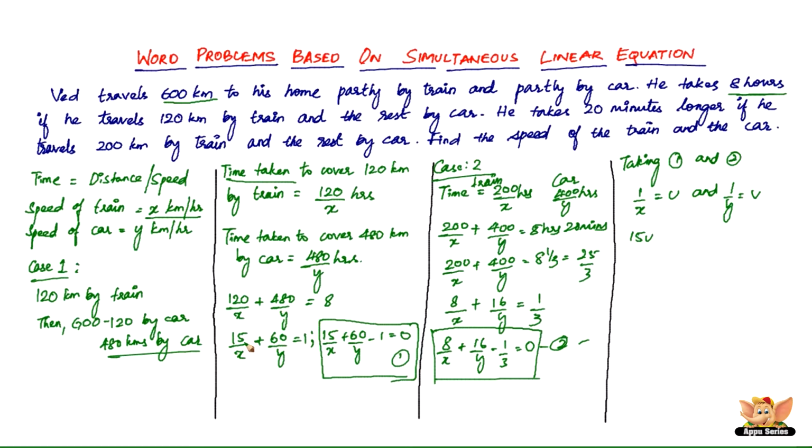So therefore we will get, if you substitute u in the place of 1 by x, 15 times u plus 60 times v equals 1. And in this case, you get 8 times u plus 16 times v equal to 1 by 3, something like that. Or 15u plus 60v minus 1 equals 0. And 8u plus 16v minus 1 by 3 equals 0.